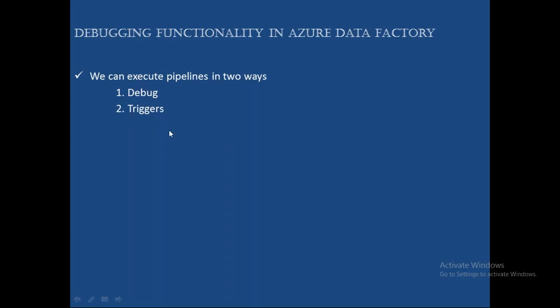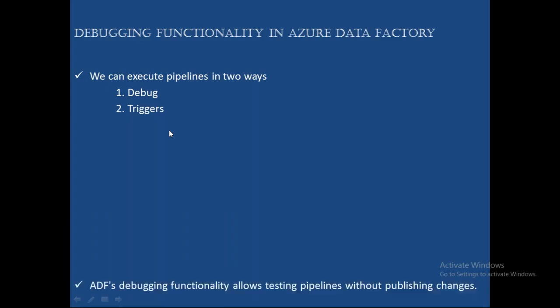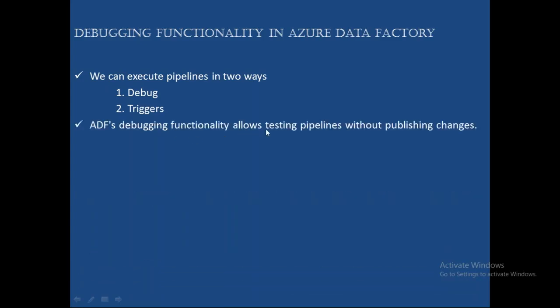This debug will work without saving your changes. It will pick up all the changes without saving. You just make the change and click debug, and with whatever changes you have made, it will execute your pipeline. ADF debug functionality allows testing a pipeline without publishing changes. You need not publish or save these changes; you can test whether your pipeline is working or not.